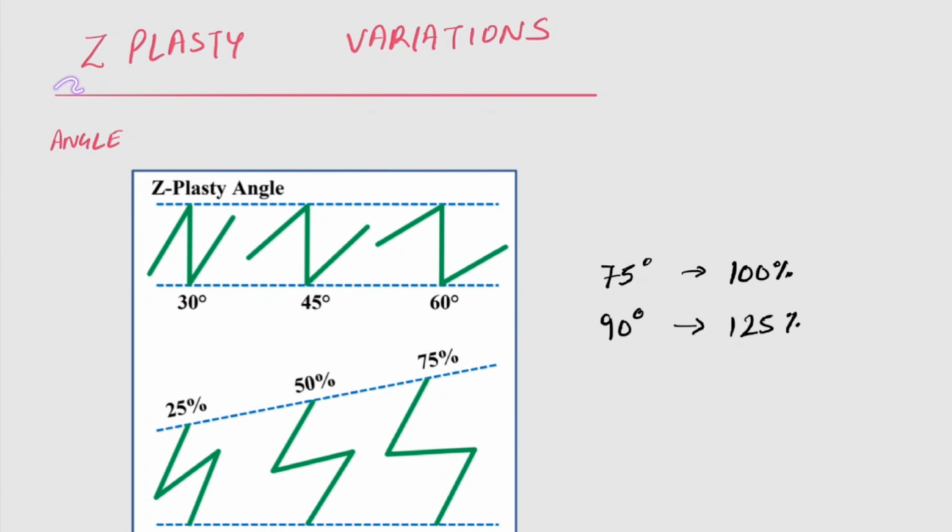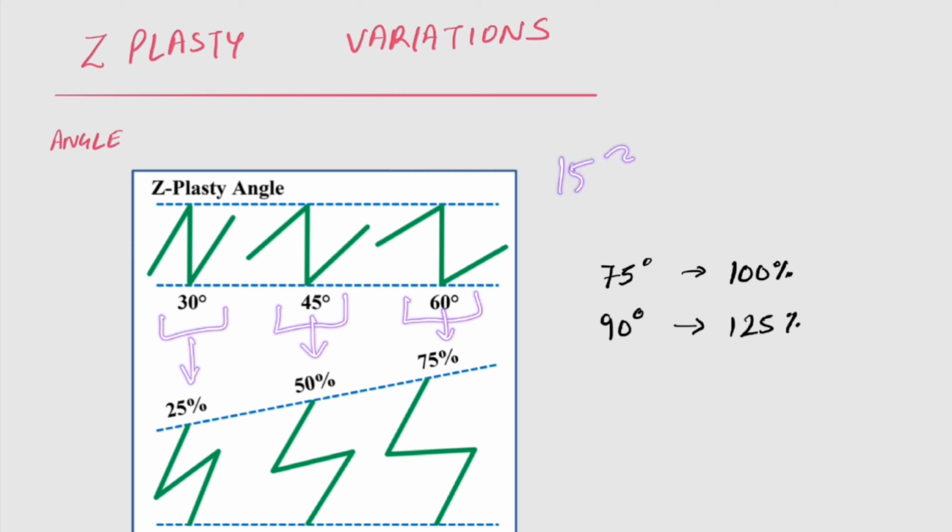Today we will be seeing the variation of the Z-Plasty techniques. Classical Z-Plasty uses the 60-degree angle, but there can be variation of the angle which causes different amount of lengthening of scars. For example, 30-degree angle causes 25% increase. 45-degree angle causes 50% increase. 60-degree angle causes 75% increase.